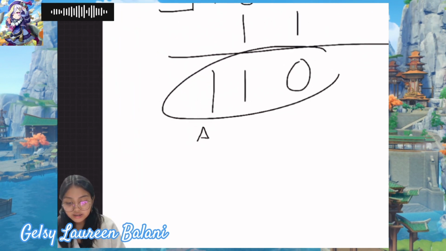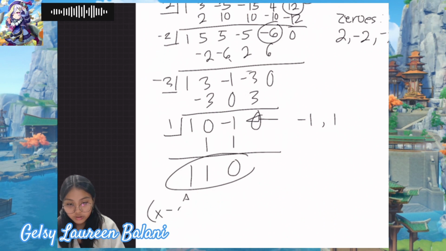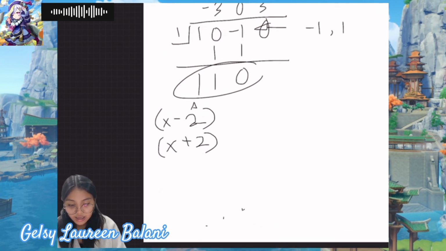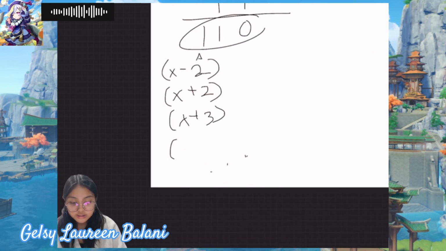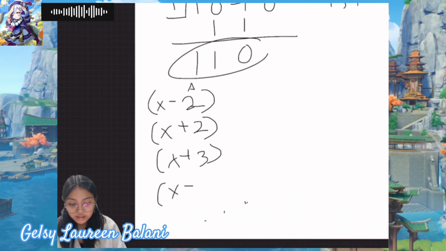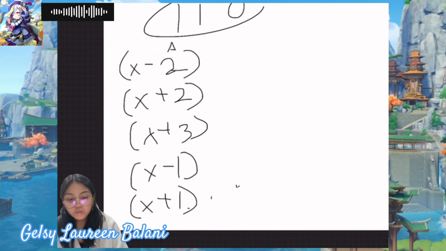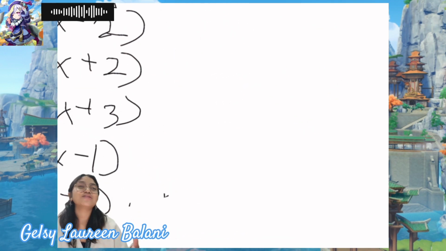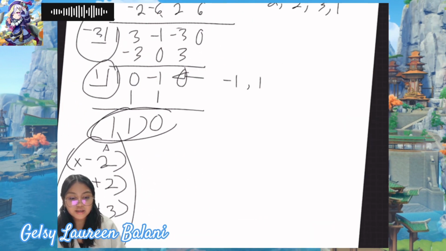So in this case, x raised to 2, x minus 2 for this one, x plus 2 for this one, we're going to change its sign, x plus 3 for this one, and of course, x minus 1 for this one, and x plus 1 for this. We're not going to change its sign anymore since it's technically in its factored version already. So, since we already have our factored versions, we can now easily identify the zeros.